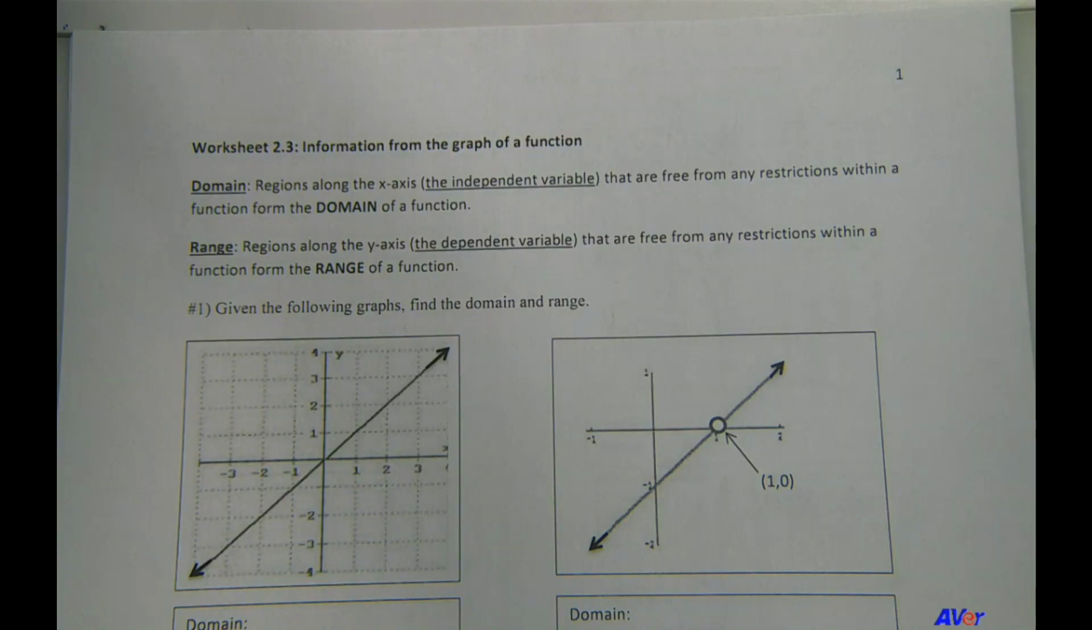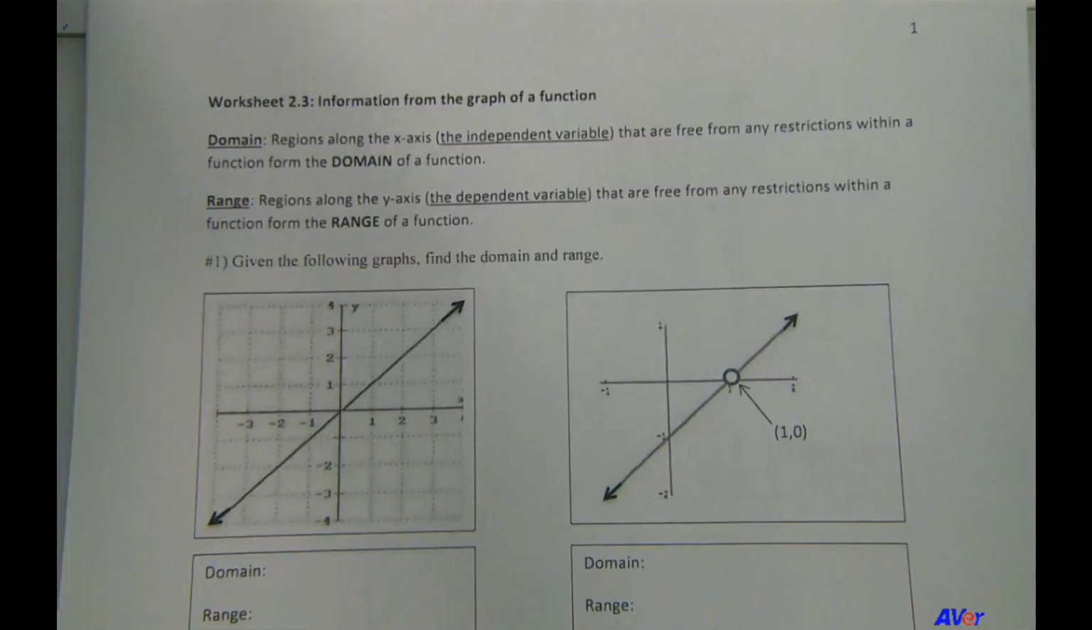For the range of a function, we do the same thing, but this time with respect to the y-axis. So we force our eyes to look at the behavior of the function with respect to the y-axis. We notice all the restrictions with respect to the y-axis, exclude those restrictions, and what remains is going to be the range of the function.